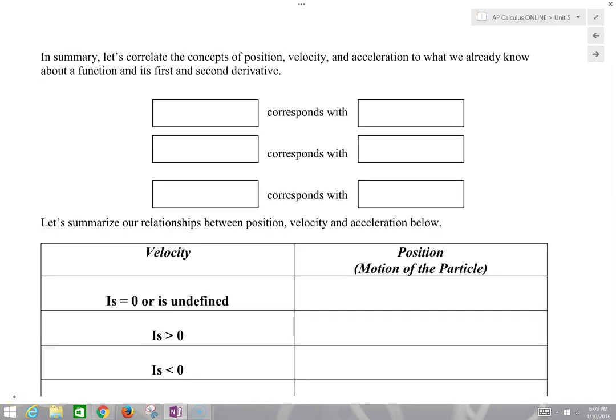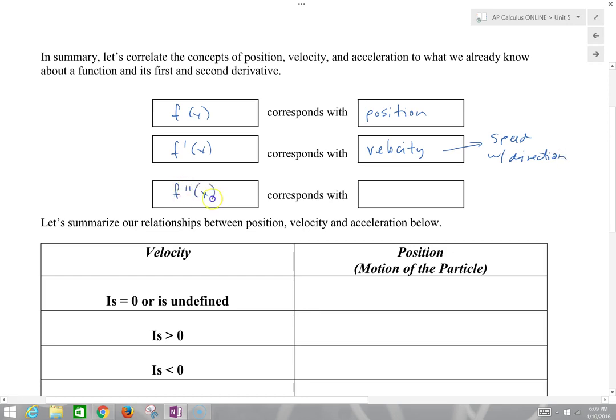Alright, so you turn the page and we get this. So f of x corresponds with position or displacement. F prime of x is going to correspond with velocity. Velocity is speed with direction, which will be either positive or negative. And then we have f double prime of x, which corresponds with acceleration. So let's see how these things are all related.